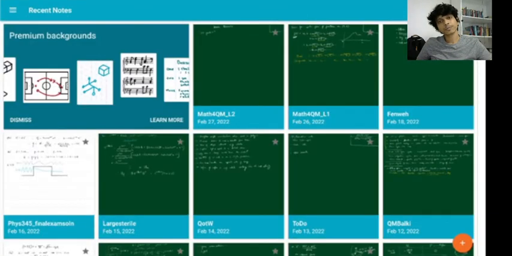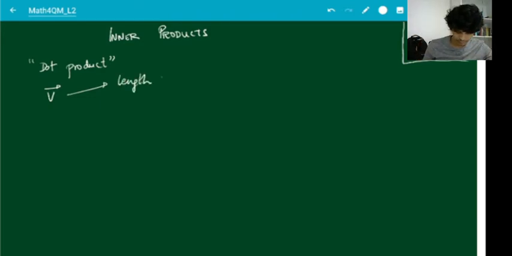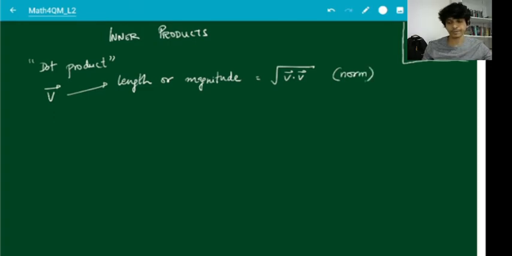Why is the dot product so important in physics? The dot product has a lot of applications. For example, given any vector v, if you want to find the quote unquote length or magnitude of the vector, that is given as just the square root of v dot v. There's a special name for the length of a vector, it's called the norm of a vector. So here's how you calculate it.